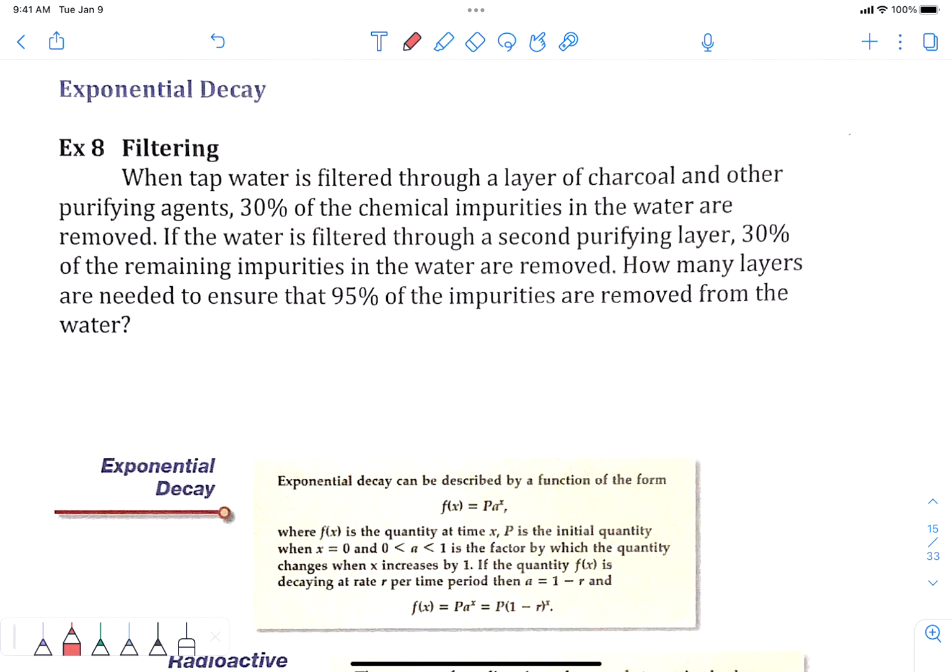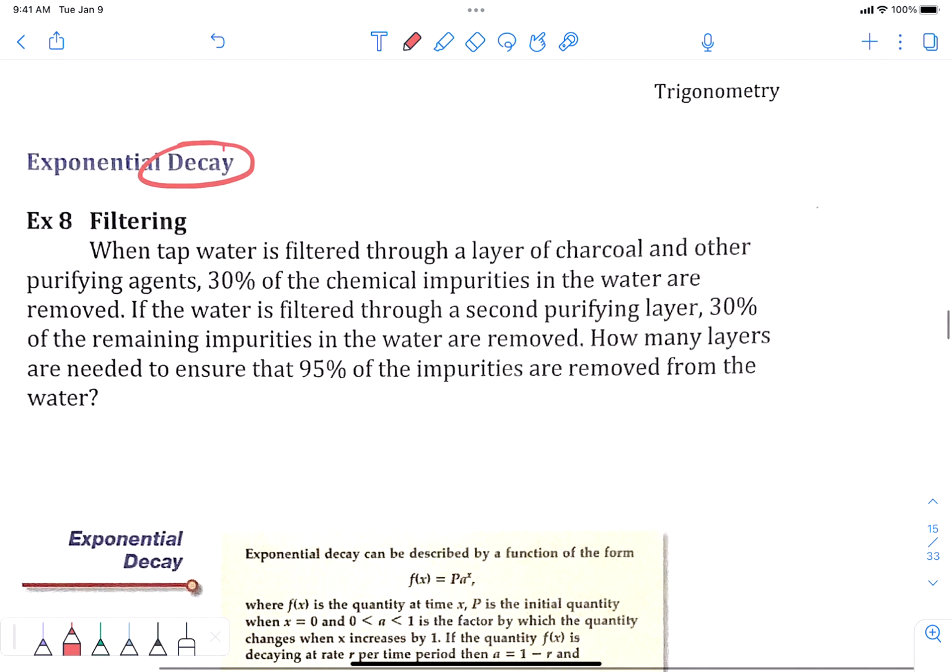Okay. Exponential decay. We're going to use this same formula that we just did. This is the formula that we just got done using. We're going to use the same thing, except there's one difference.